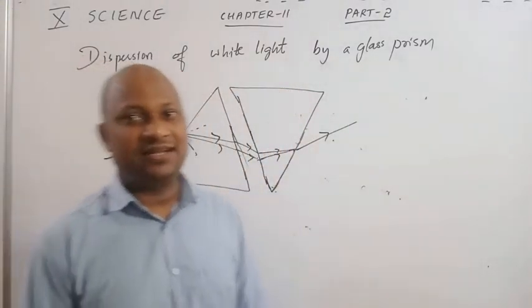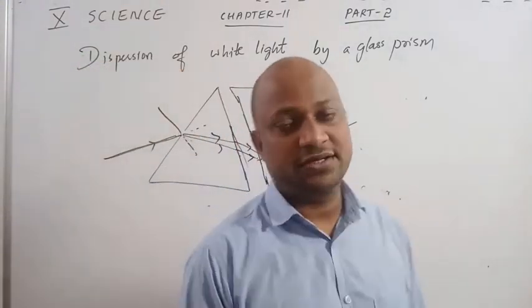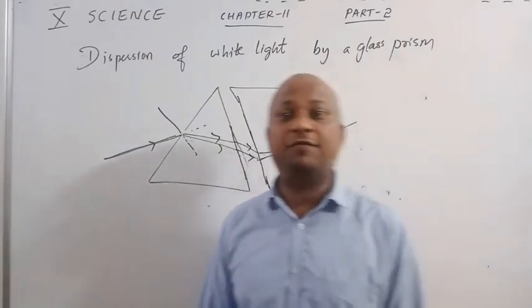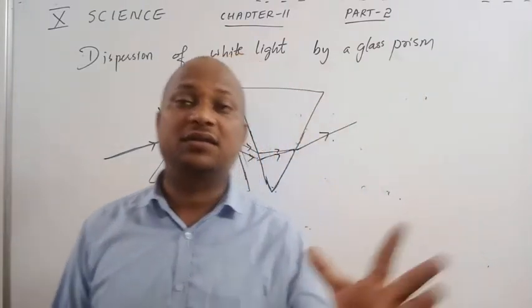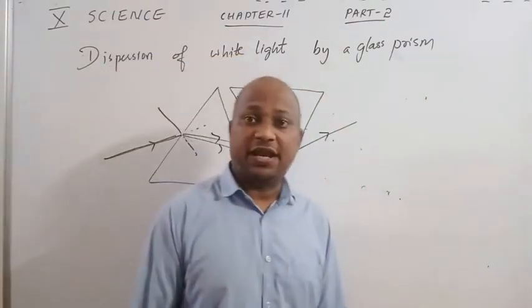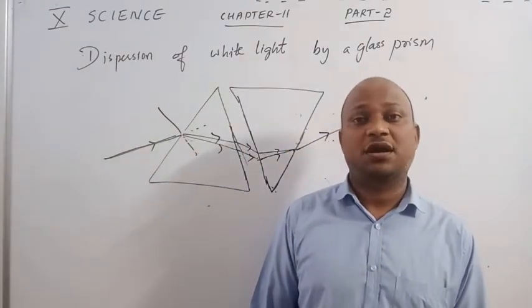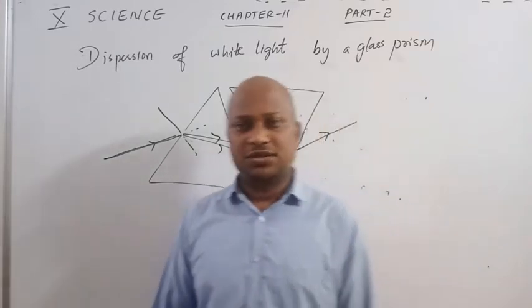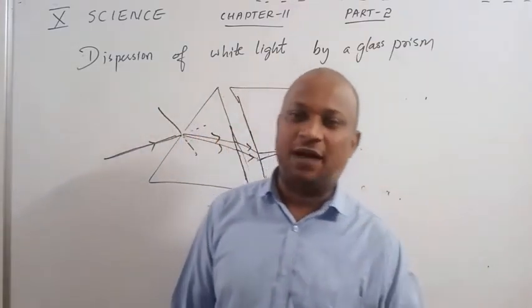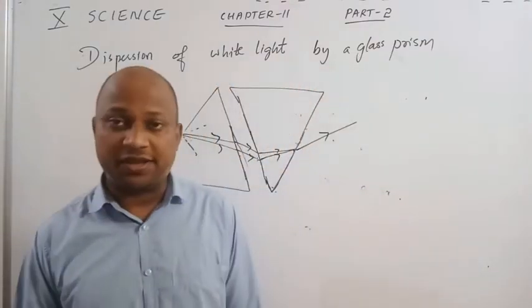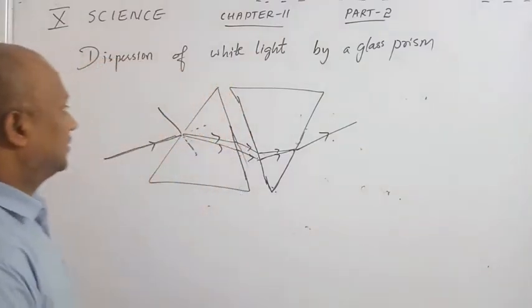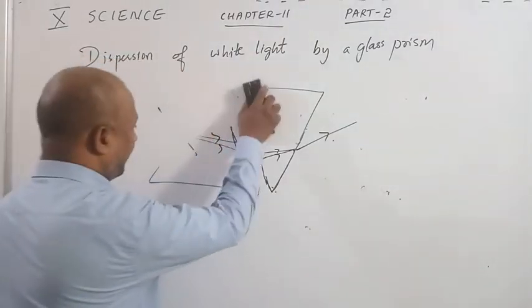So the definition of dispersion of light is the splitting of light into its component colors. Splitting of light into its component colors is called dispersion of light. So let's see an example, a daily life application of dispersion of light, that is formation of rainbow.